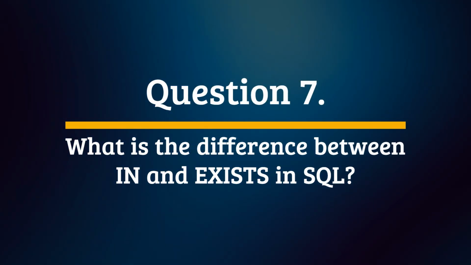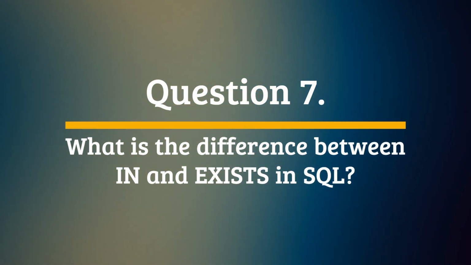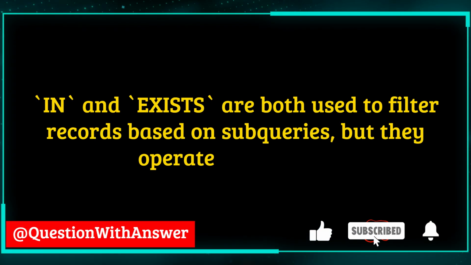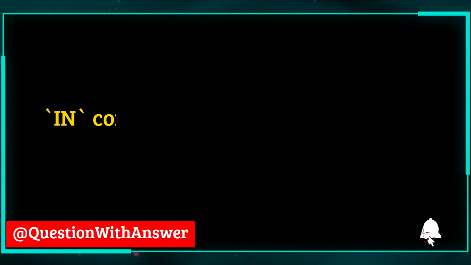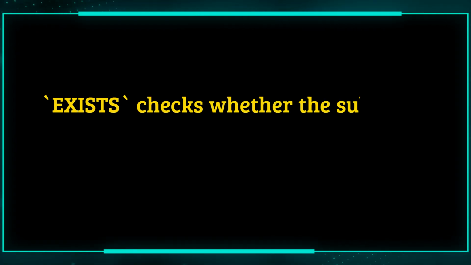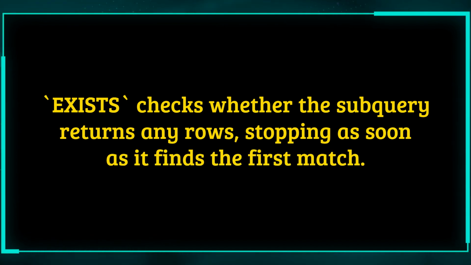Question 7. What is the difference between in and exists in SQL? Answer. In and exists are both used to filter records based on subqueries, but they operate differently. In compares a column value to a list of values returned by a subquery. Exists checks whether the subquery returns any rows, stopping as soon as it finds the first match.